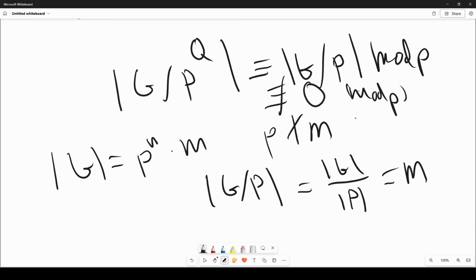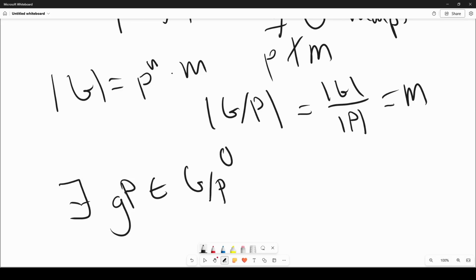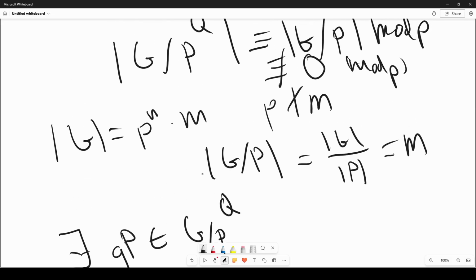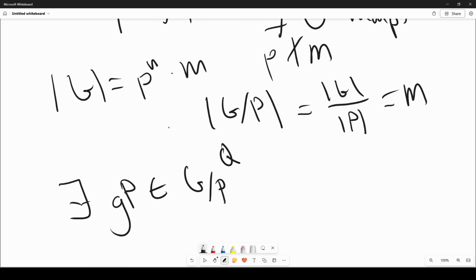But if you remember when we were discussing the P group fixed point theorem, this immediately implies that there exists some element GP in the fixed points. Because if there wasn't, then this would be 0 mod P. But since it's not 0 mod P, it's guaranteed to not be. There has to be some element in here. Okay, this is great.